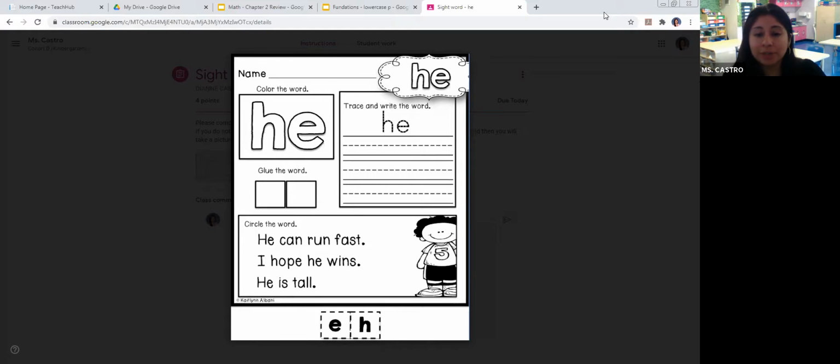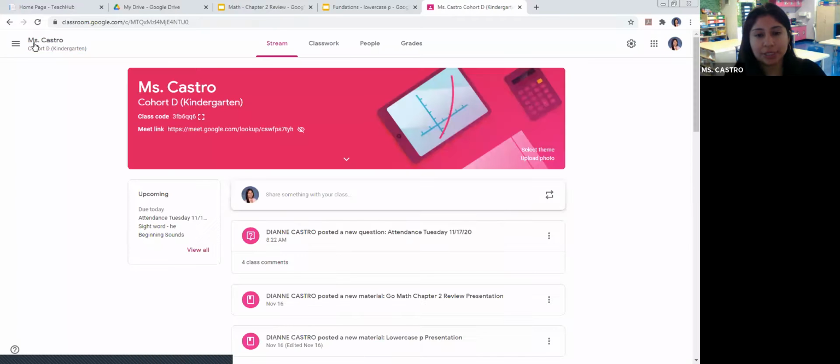Then your job is to practice reading the sentences, and you're going to circle the sight word he. So I will read you the sentences. He can run fast. I hope he wins. He is tall. Okay, so those are the assignments on your Google Classroom that are due today. So it's the beginning sounds sheet and the sight word he. Okay.